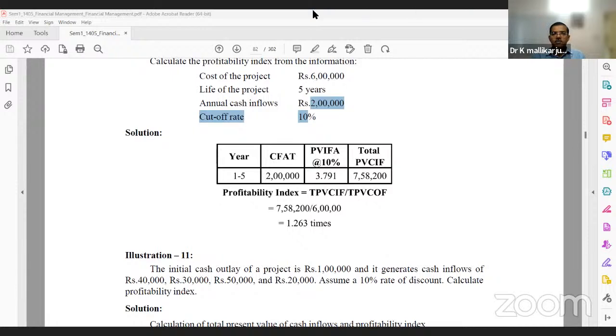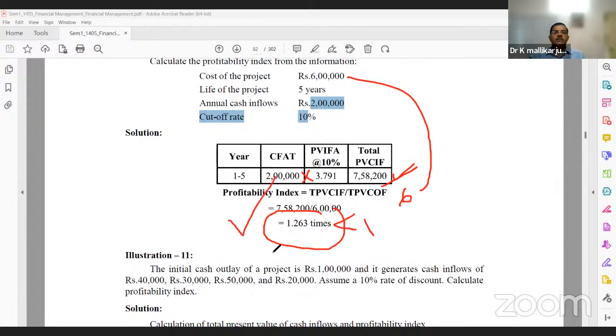2 lakhs into this percentage. 2 lakhs of this, we'll get this. Okay. So here 7 lakh 58,200 by 6 lakhs rupees investment, this amount. So we will get 1.263. What it means, it is more than 1. More than 1, we will accept the projects.